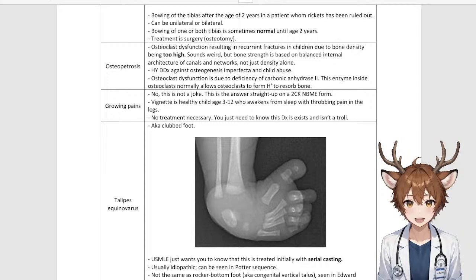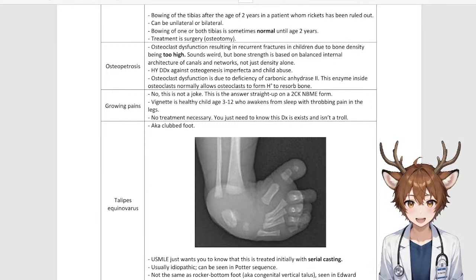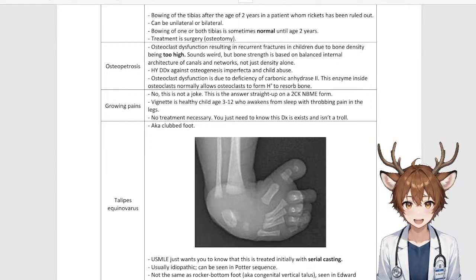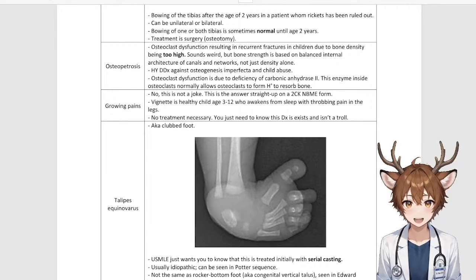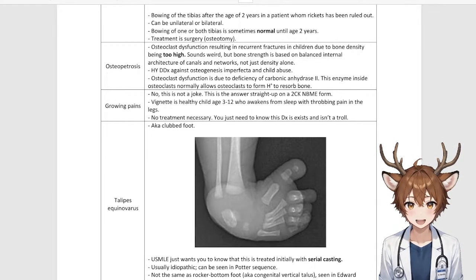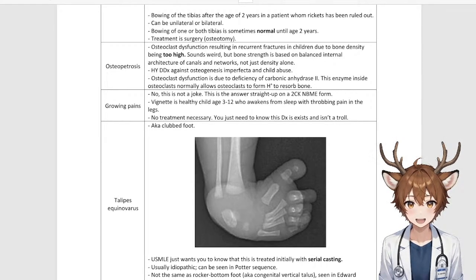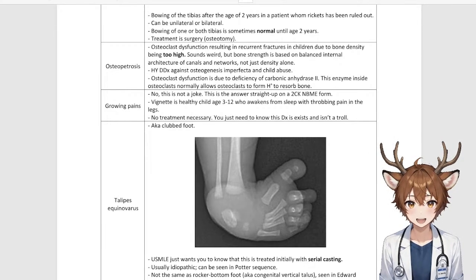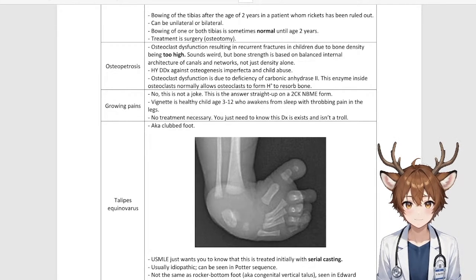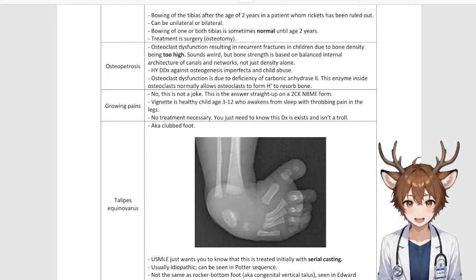Osteoclast dysfunction resulting in recurrent fractures in children due to the bone density being too high. Sounds weird, but bone strength is based on balanced internal architecture of canals and networks, not just density alone. High-yield differential diagnosis against osteogenesis imperfecta and child abuse. Osteoclast dysfunction is due to deficiency of carbonic anhydrase, too. This enzyme inside the osteoclast normally allows it to form protons to reabsorb bone. Again, your bones get really thick. Your bone turns to stone.